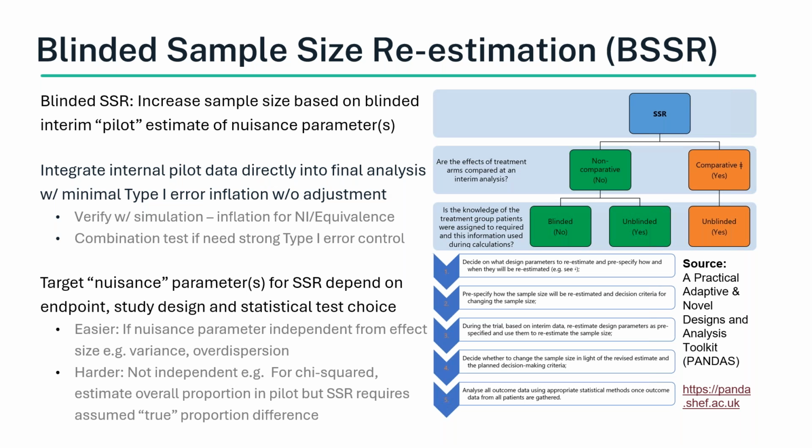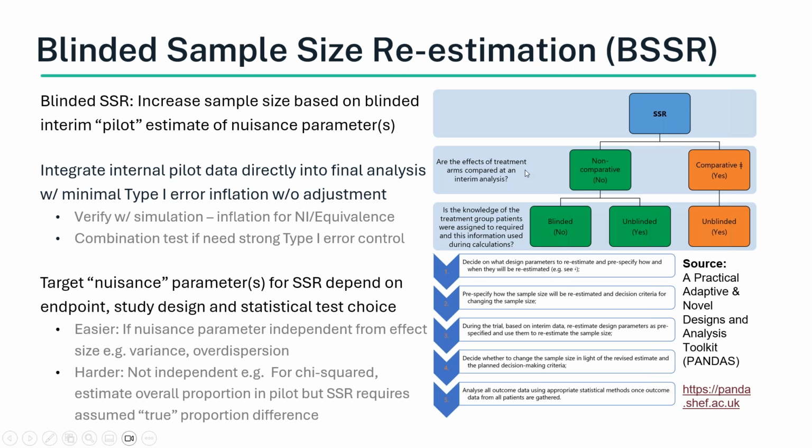For non-independent ones, think of the chi-square test: you can calculate the overall proportion, and you can then recalculate the assumed P1, P2 values into the proportions in each group. But to do that recalculation you do require a strong assumption about what you expect the true proportion difference or true odds ratio to be, for the chi-square test for the two-sample case, for example.